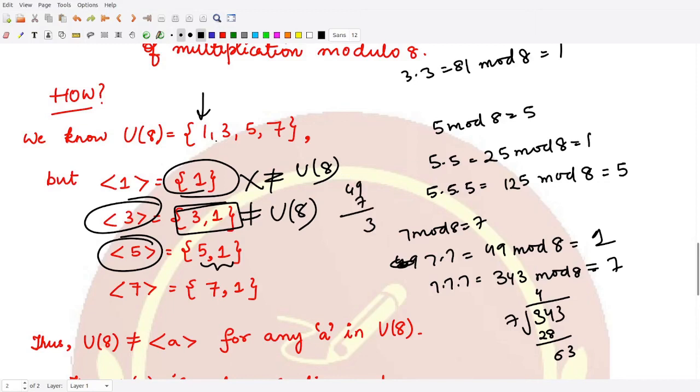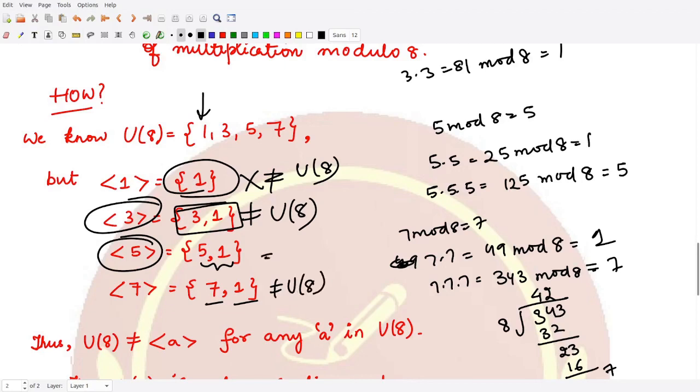In order to take 343 mod 8, we have to divide 343 by 8, right? So when you divide 343 by 8, let's see what we have. It goes 4 times, so it is 32. We are left with 23, and 8 goes into 23 twice, so it is 16. When you subtract 16 from 23, it is going to be 7. So you see we have 7, 1, 7, 1, 7, 1 and so on. So this is also not equal to U8.